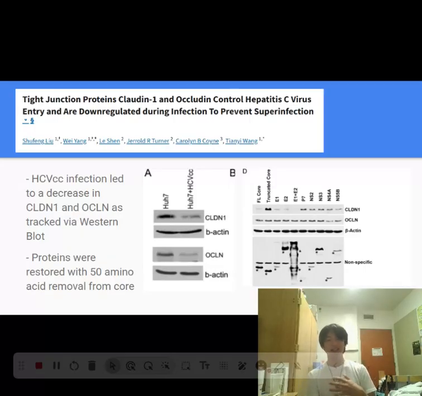However, when they added a mutated core, which had a truncated amino acid structure, you see no loss in the claudin, suggesting that it is some unexplained pathway with this core that is causing it. Furthermore, when they solely express E1, E2, you see slight decreases in claudin 1. However, with the E1, E2 dimer, you see a total loss of claudin 1 expression.